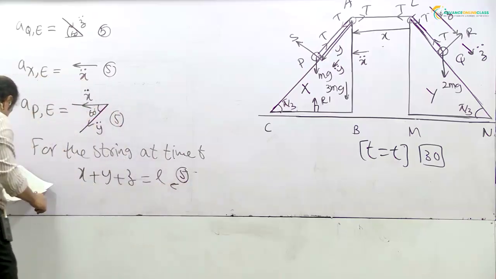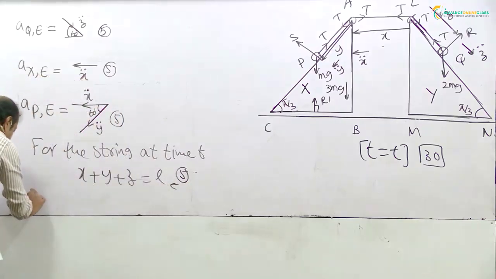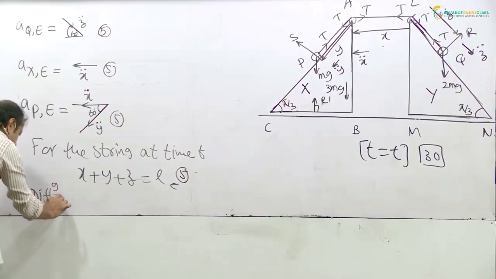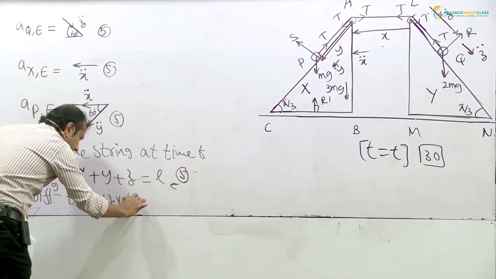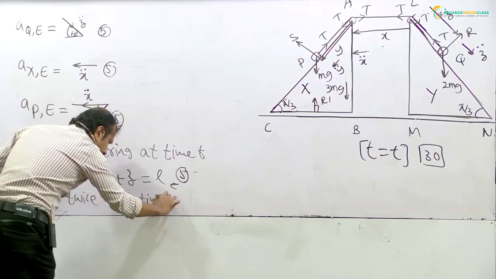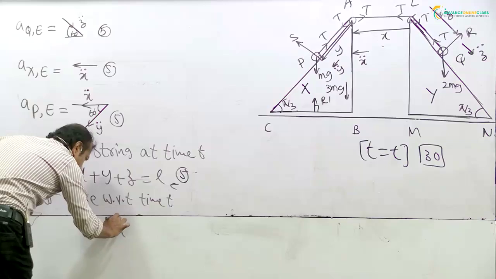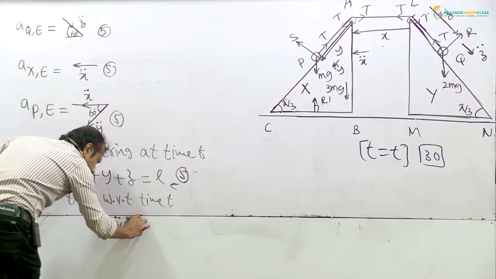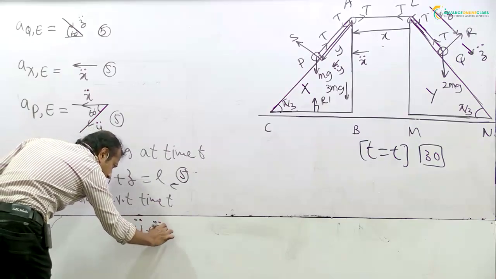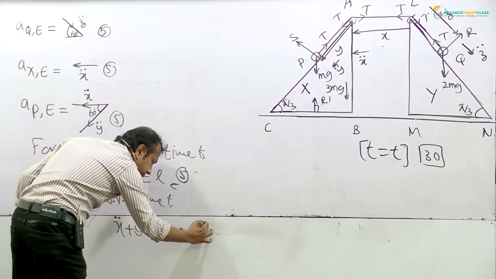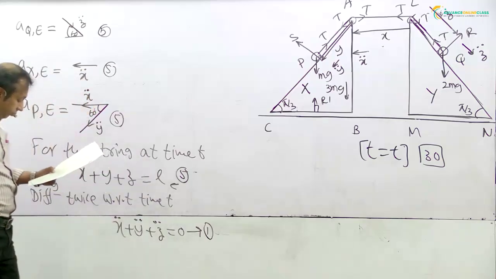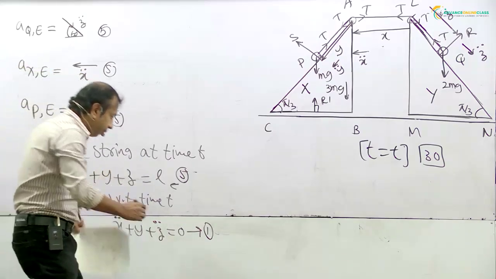Differentiate this with respect to time t twice. What do you get? X double dot plus y double dot plus z double dot is equal to 0. That is equation number 1, 5 marks.